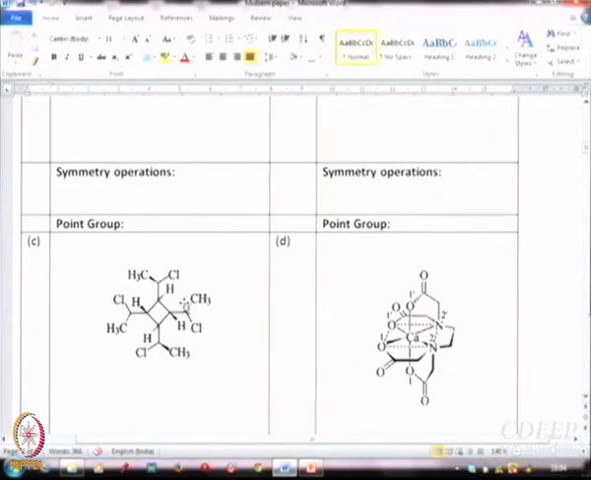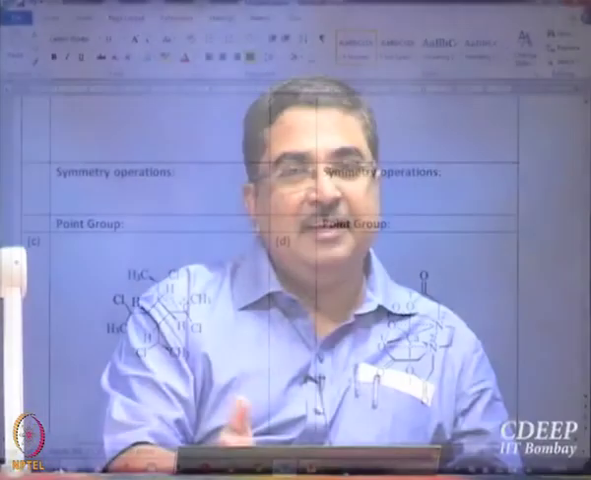And if you remember the algorithm, we had said that the algorithm comes in handy only when you have nothing other than a Cn axis, which also doubles as an S2n axis. Then the point group is not Cn, it is S2n. Right? So which point group is it? S4. Now this one.